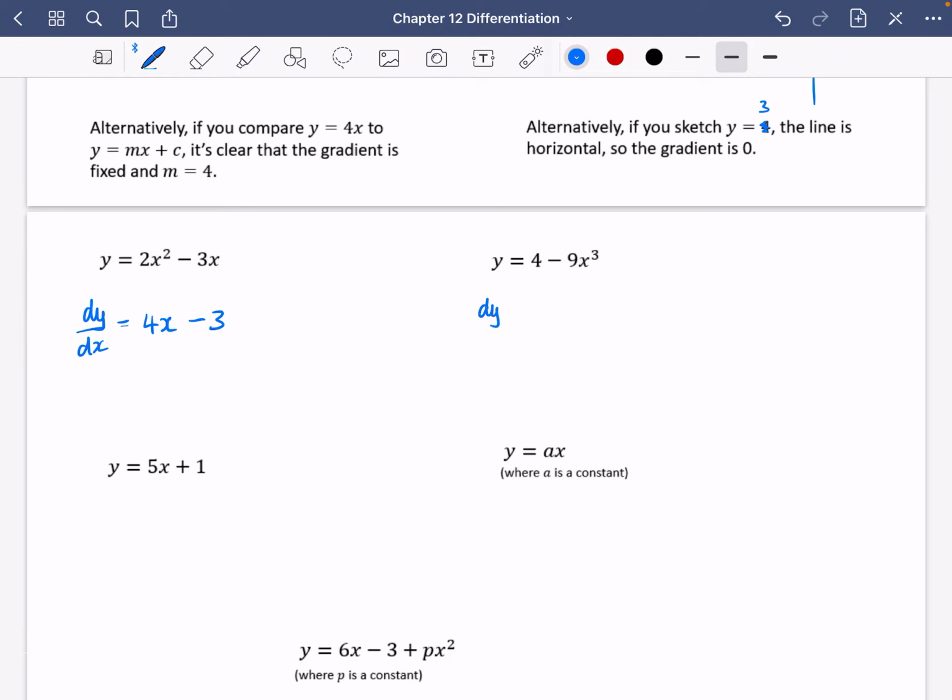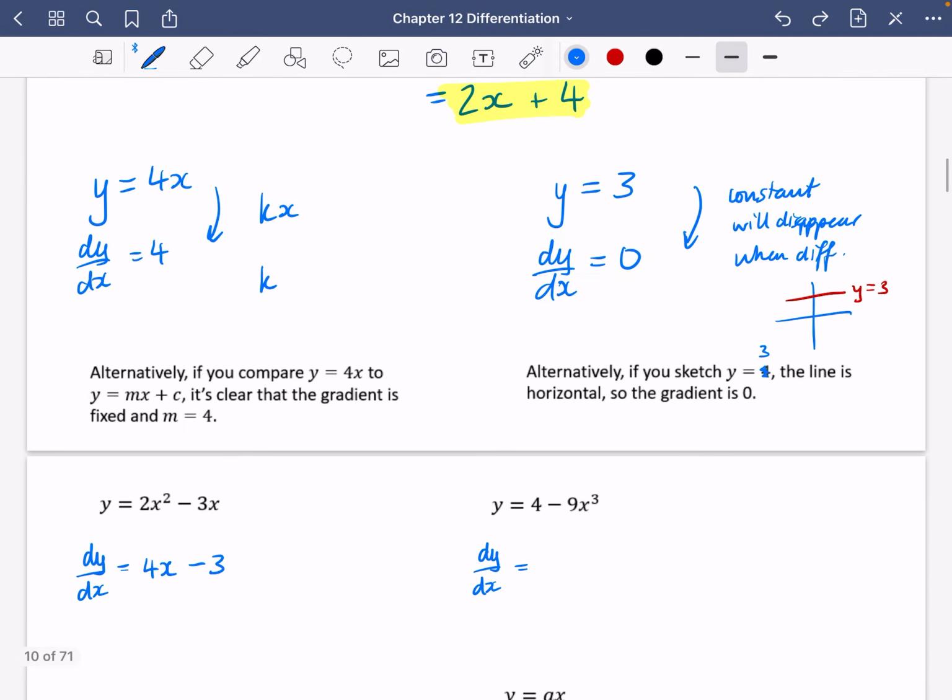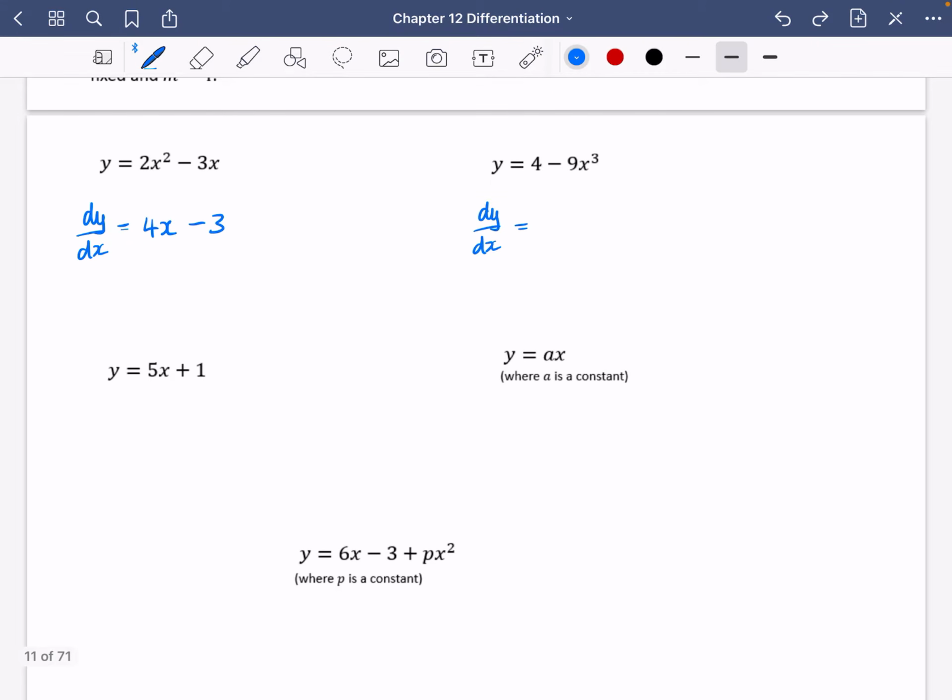Okay, the second one I've got here, dy by dx. I'm not going to do any of this bit about saying that this is actually 4x to the 0. I'm not going to do any of that. I'm just going to remember that when you have a constant, it's just going to differentiate to 0. It simply disappears when you differentiate it. So this is going to be 0. I'm not even going to write it. And you're going to have the minus 9.